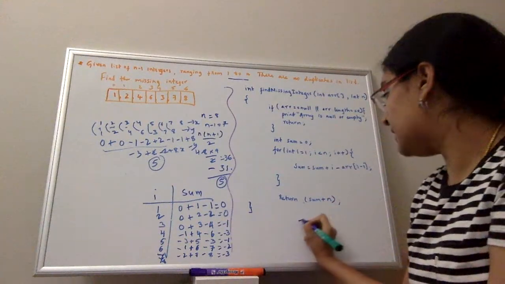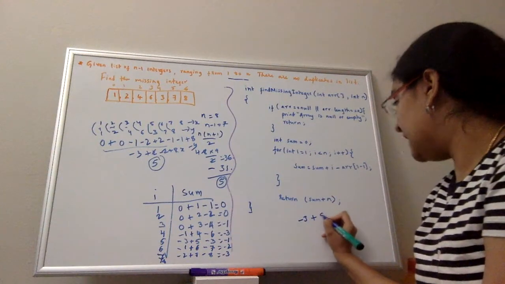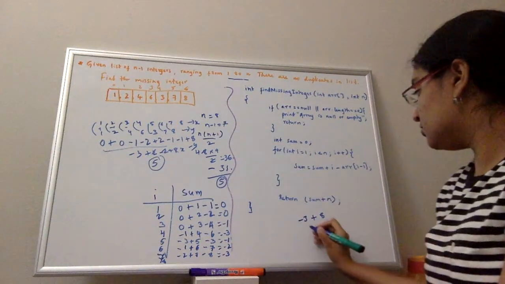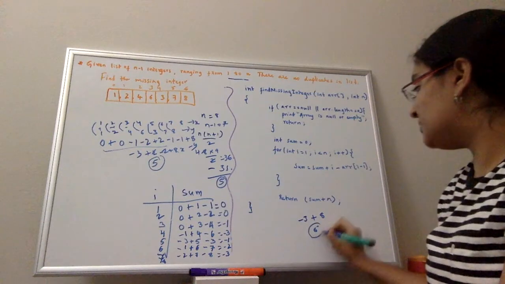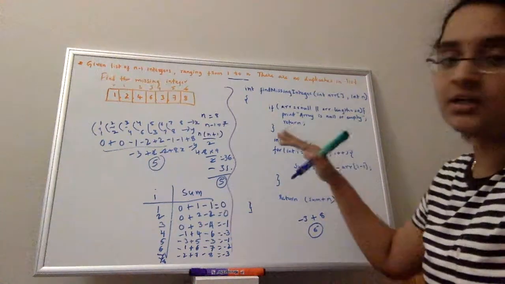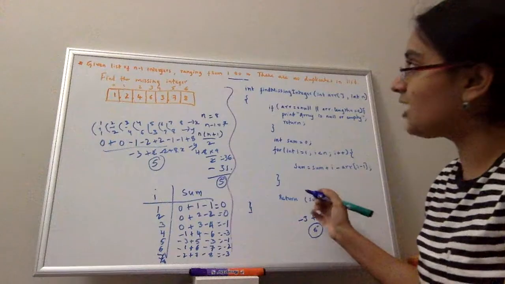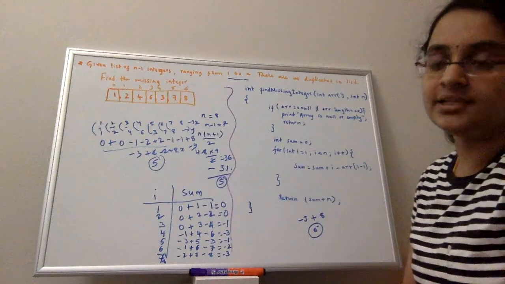My sum is minus 3 and my n is 8, so the result is 5. So I'm returning my missing number back to the calling function. So this is how we find the missing integer.